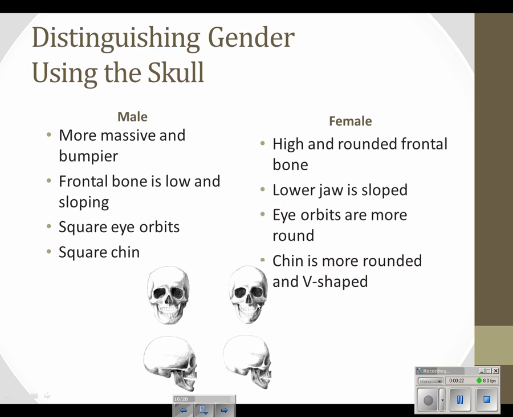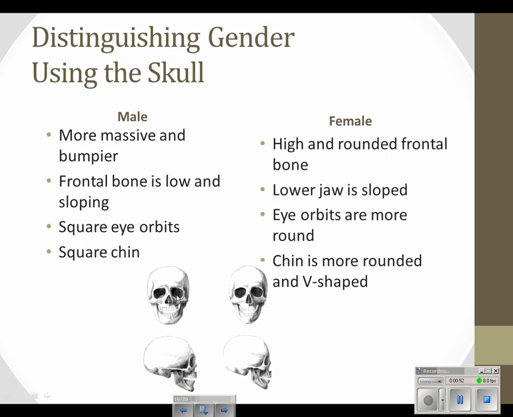So we know that the male skull is actually a lot more massive, and it appears bumpier than the female. And the frontal bone, which is the bone here, like in your forehead, is low and sloping in male, where it's going to be a little higher and rounded in the front for female, like this. The female also has a lower jaw that's going to be sloped, and her chin is going to be a little bit more V-shaped, where the male chin is going to be a little bit more square.